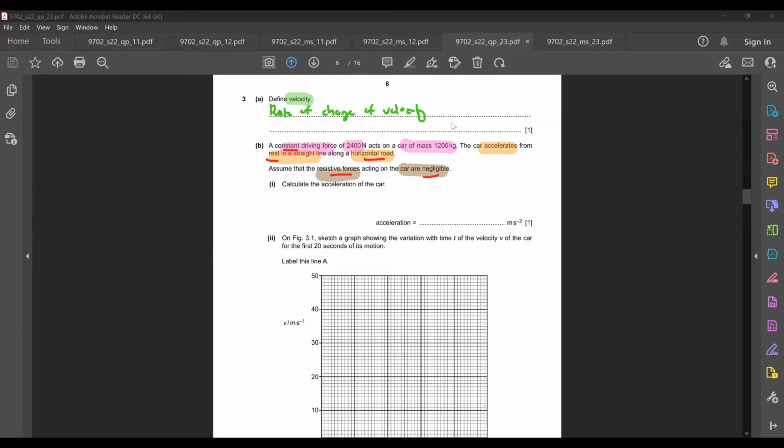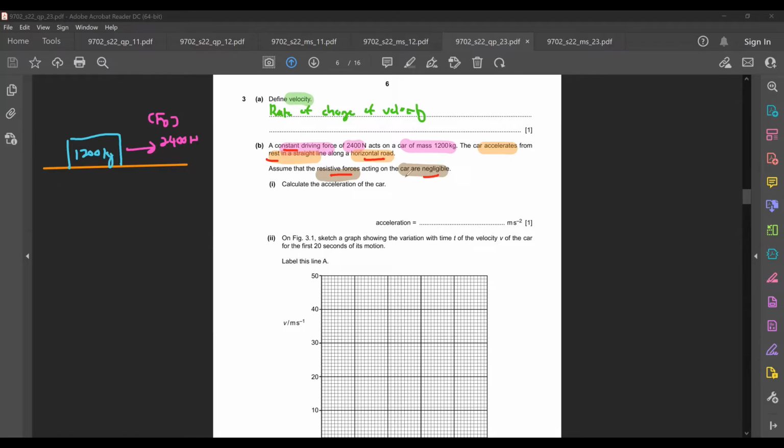Here, they ask you to calculate the acceleration of the car. This one is pretty straightforward. If you try to visualize what's happening here, let's say this is your car that is 1,200 kg. Maybe I better draw the box bigger. The only force acting right now is your constant driving force. Here you have 2,400 Newton. This is your driving force, let's call this FD.